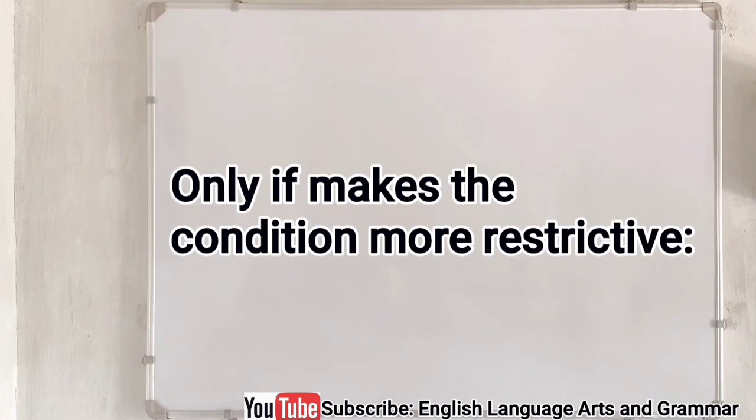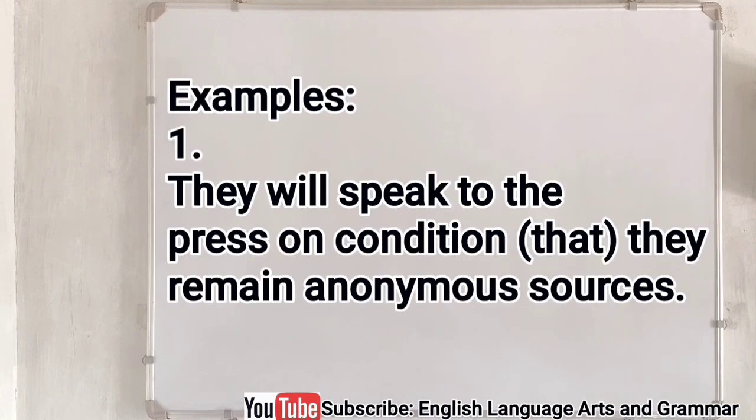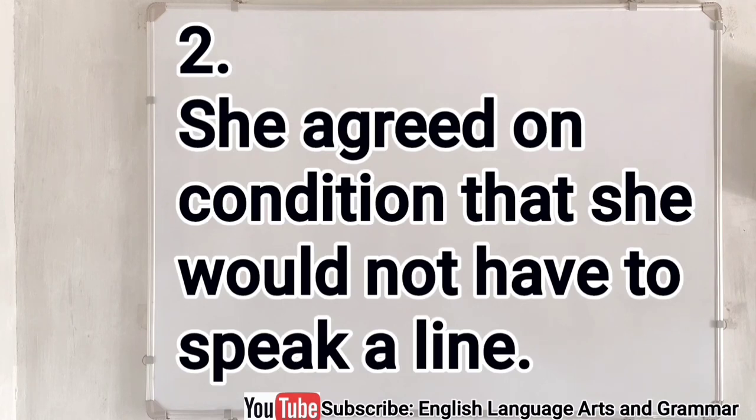Only if makes the condition more restrictive. If the if clause is first, the subject and the auxiliary in the main clause are inverted. Example 1. They will speak to the press on condition that they remain anonymous sources. Example 2. She agreed on condition that she would not have to speak a line.